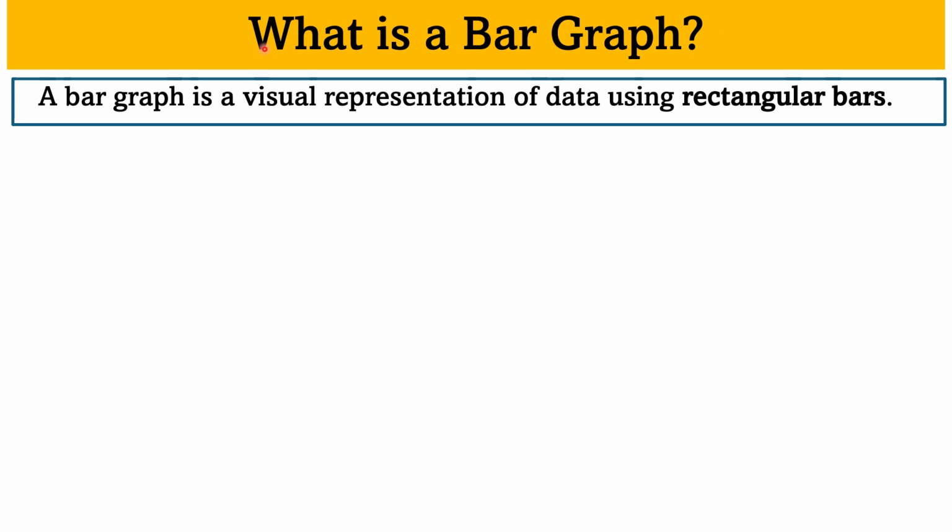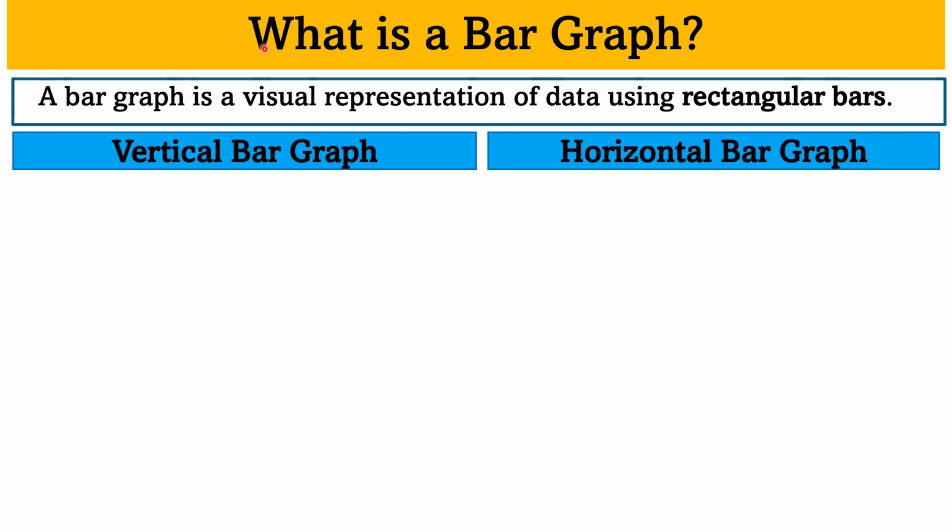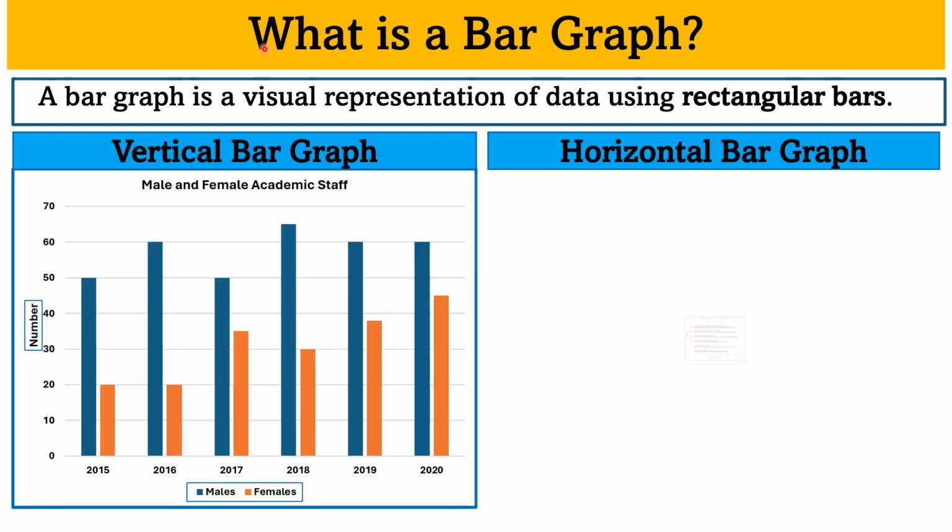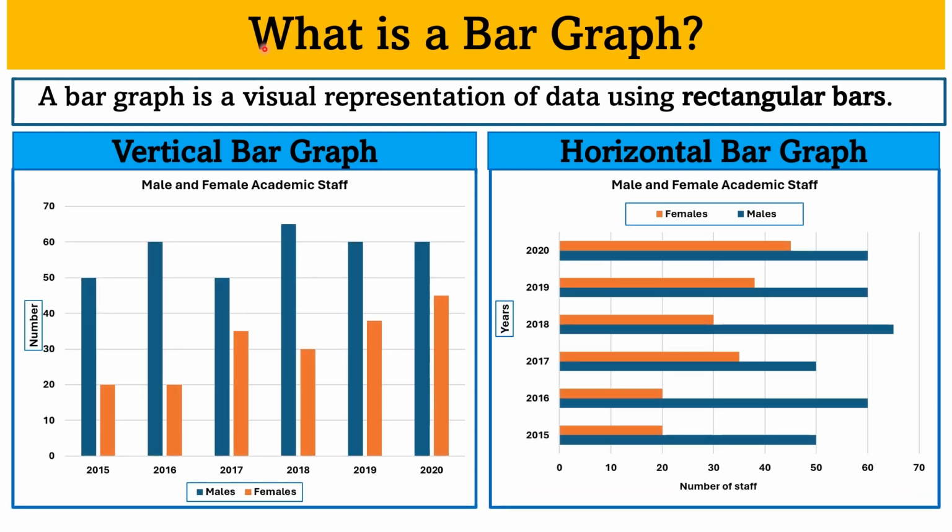Now here is something interesting. Bar graphs can be presented in two formats, vertical and horizontal. Now take a look at these two graphs. What do you notice? They actually show the same data. The number of male and female academic staff from 2015 to 2020. But they look quite different, don't they?